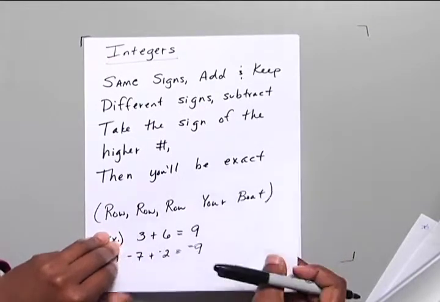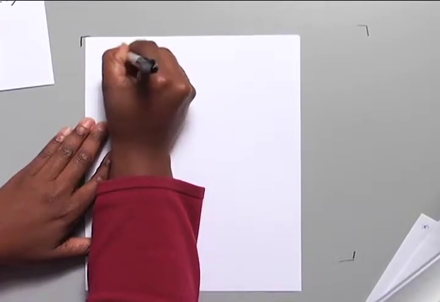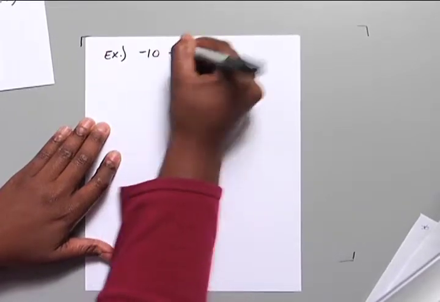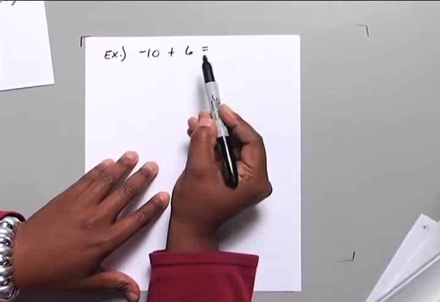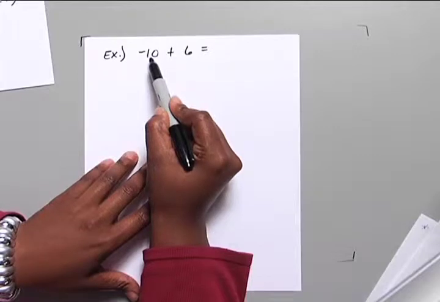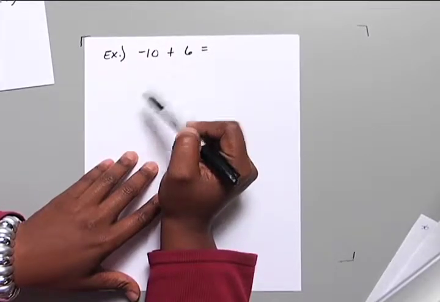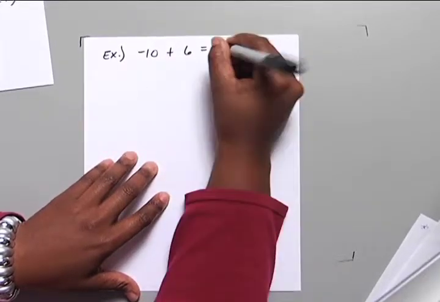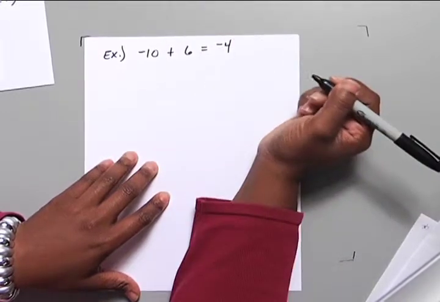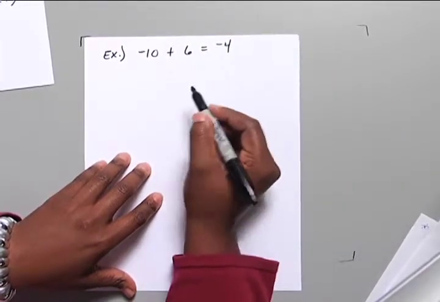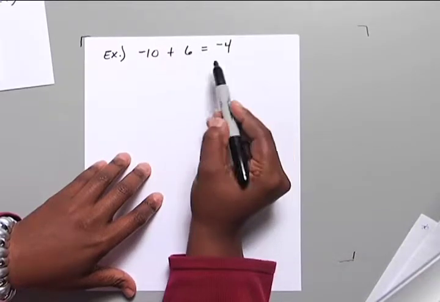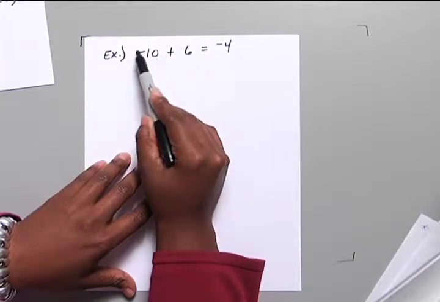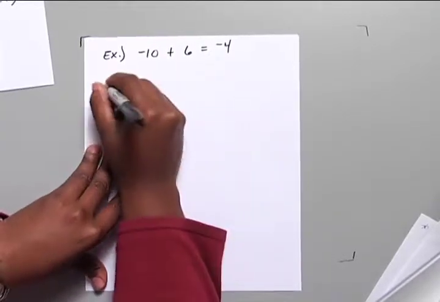An example of different signs will be a -10 plus a +6. So here we have a negative plus a positive. If you think of your bank account, if your bank account was -$10 and you deposited $6, you still have a -4. So here it says different signs, subtract. 10 minus 6 is 4, and we take the sign of the higher number, and the higher number is 10, and it just so happens to be negative.